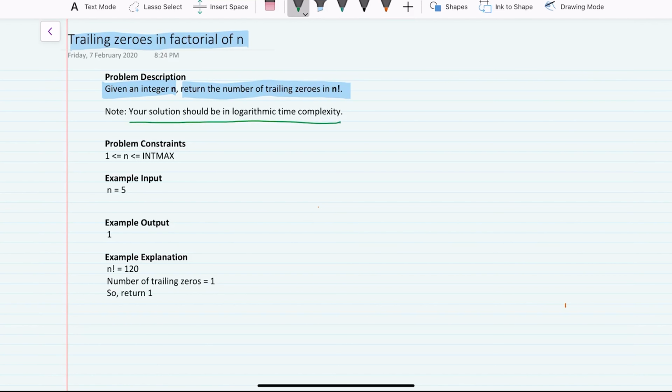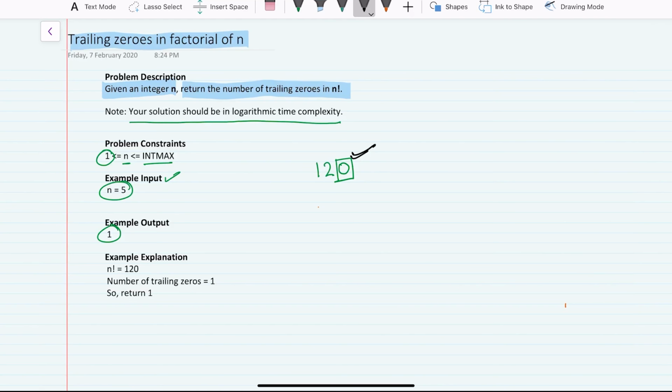As per the problem constraints, n lies between 1 to int max, and in the example input we are given n as 5. The example output is 1 because the factorial of 5 is 120. Here there is only one trailing 0. So therefore we will simply return 1.